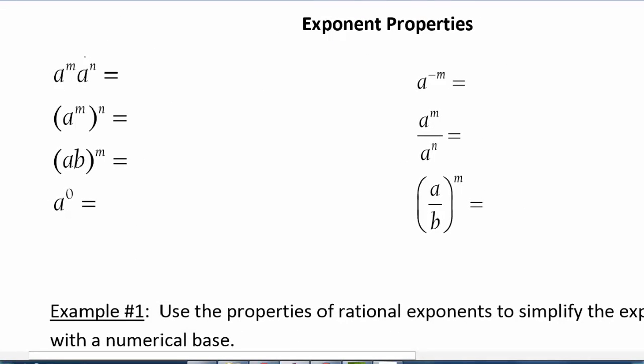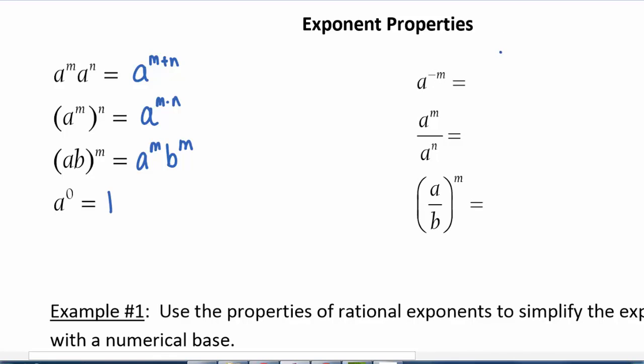So when you multiply two things with the same base, you add the exponents, so m plus n. When you have power to a power, you multiply the power, so m times n. When you have a quantity inside parentheses, that's either multiplication or division, but multiplication first, you can raise both of those to that power. And that only works if you're multiplying on the inside or dividing on the inside. A to the 0 power is 1.